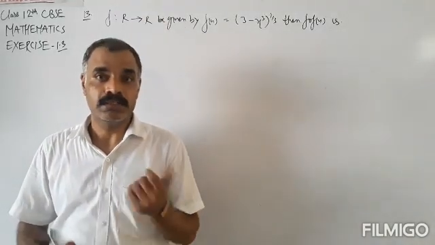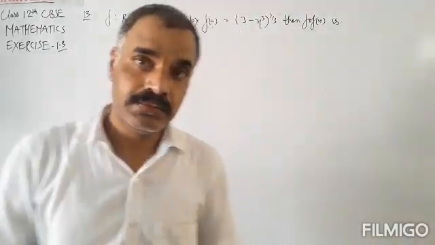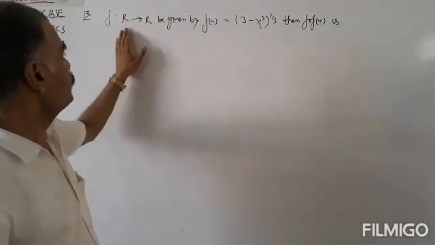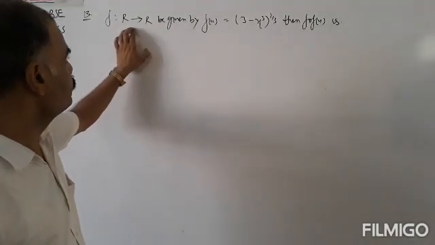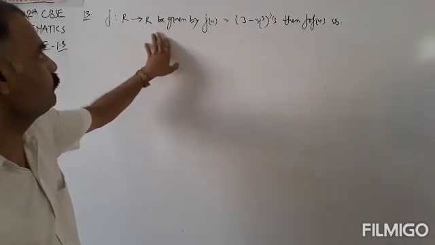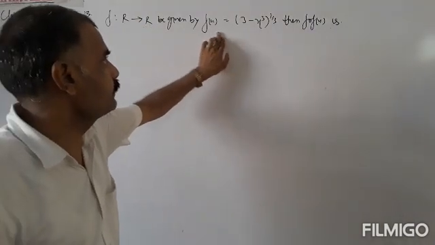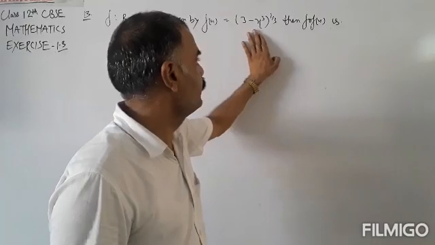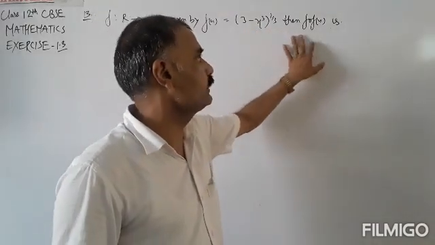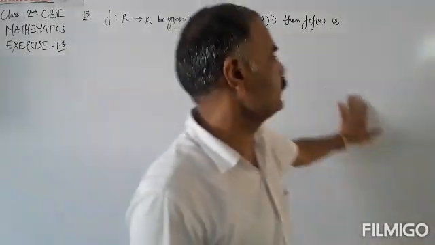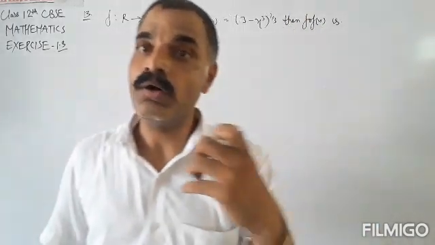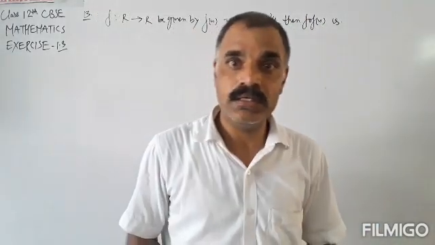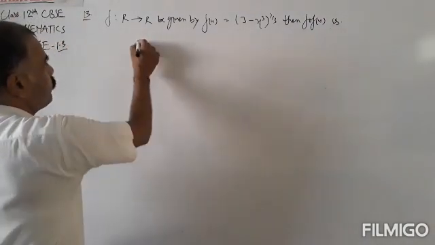So question number 13 of exercise 1.3. A function is defined from the set of real numbers to the set of real numbers, given by f(x) equal to (3 minus x cube) to the power 1/3. Then fof of x is equal to, what is the value of fof of x? Okay, so finding fof of x.